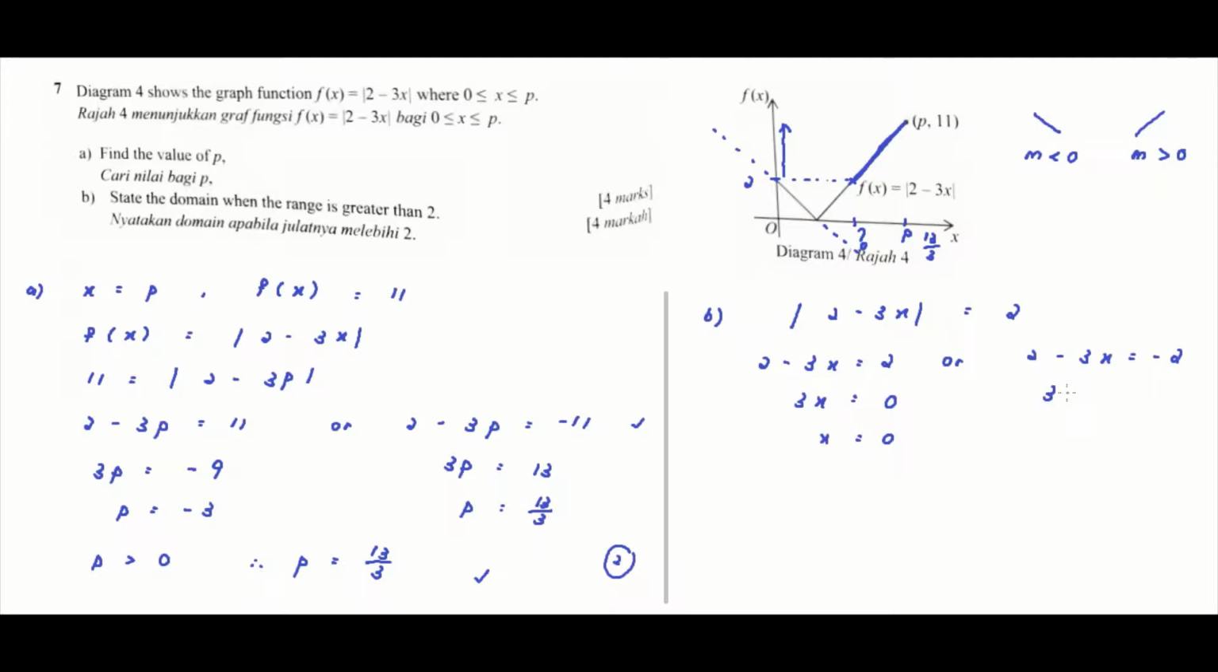Let me finish first, then I try to explain it in a while. So 3x equals 4, so x equals 4/3. From here, it actually proves that what you are doing is correct, because when the function equals 2, you have 2 points. When it equals 2, you have 2 points. One is at 0 here, then the other one is here. It's a number that is lesser than 13/3. So it's an answer that makes sense and is logical.